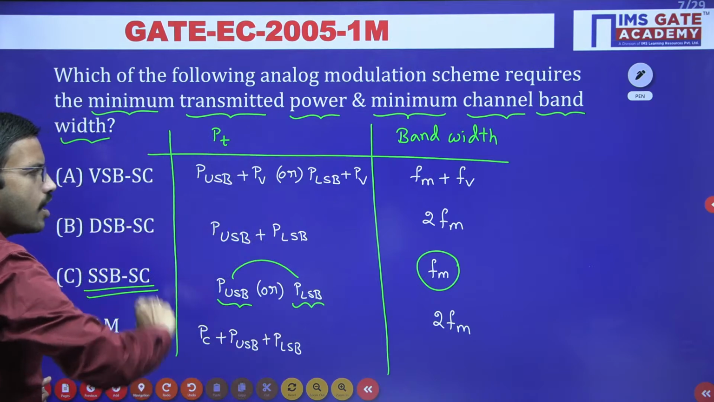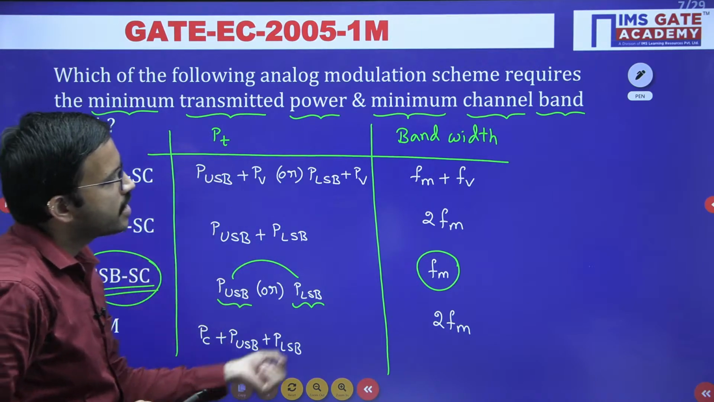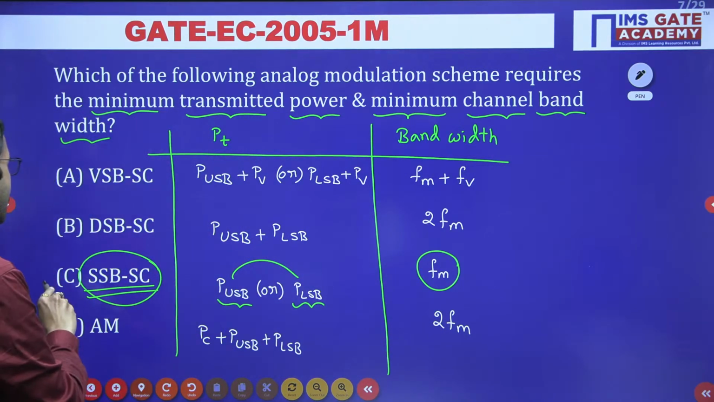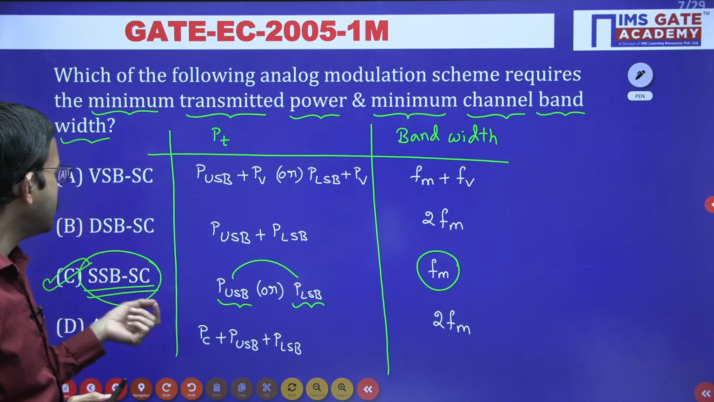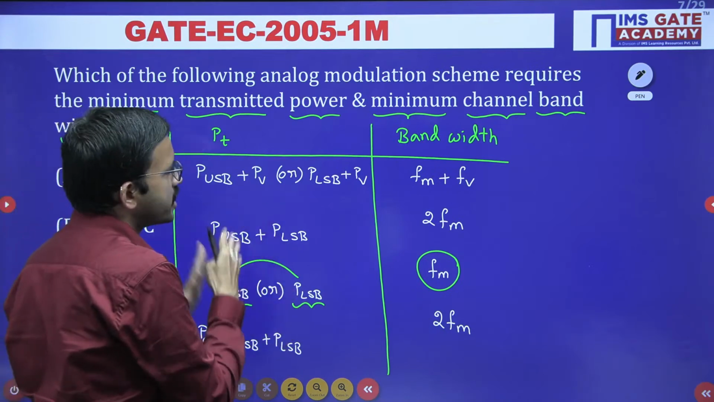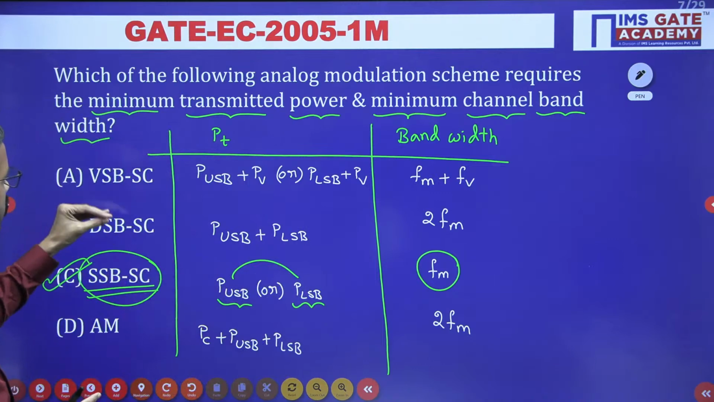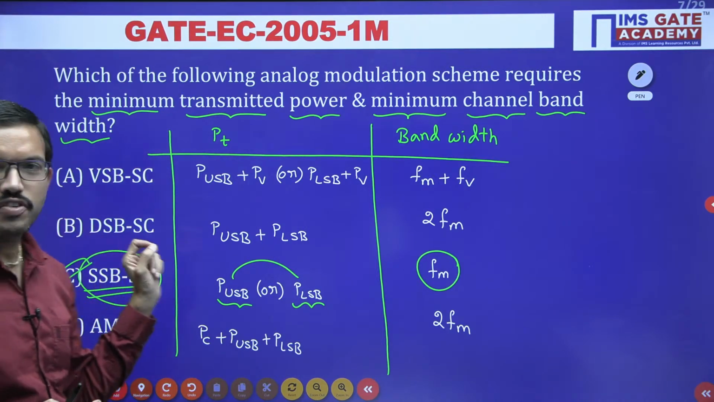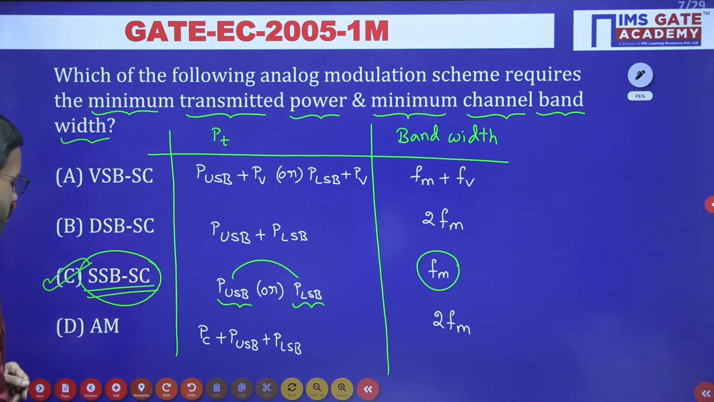When you look at all four equations, with respect to both power and bandwidth, the values are minimum for SSB-SC. That is the reason in general we recommend SSB-SC when looking at transmitted power and bandwidth. But according to requirement and application, we use the respective modulation technique. Each modulation technique has its respective application, and we can use it accordingly.